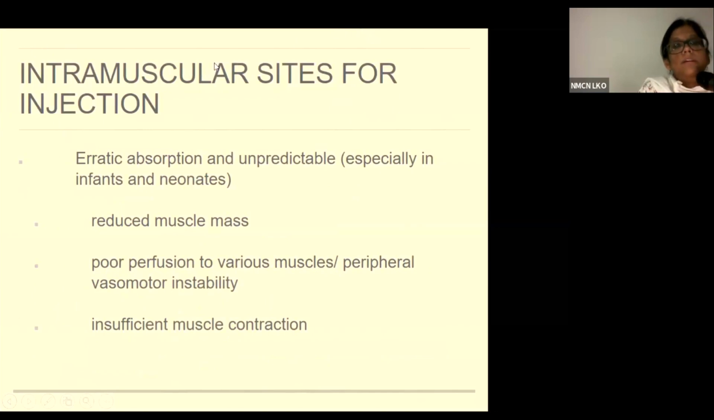Intramuscular sites for injection have erratic and unpredictable absorption, especially in very small infants and neonates. This is mainly because of reduced muscle mass, poor perfusion to various muscles, peripheral vasomotor instability, and insufficient muscle contraction. So we cannot just rely on intramuscular injections, even in children.